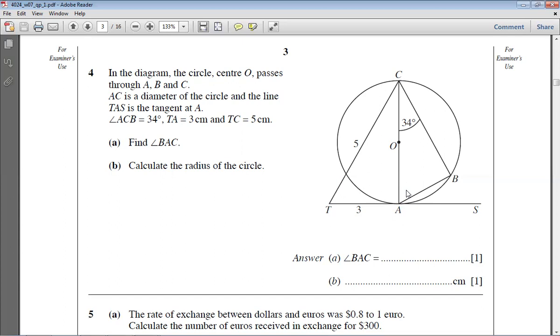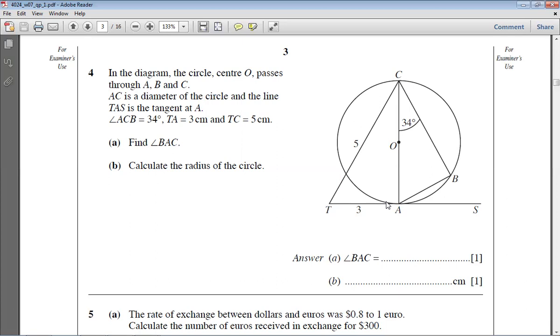Then their question is calculate the radius of the circle. Look at this triangle ATC. I know this is the tangent and this portion is 3. I know the tangent and the radius make a 90-degree angle here. So it's a right angle triangle. ATC is a right angle triangle because this angle here is 90. Why is this 90? Because the tangent makes a 90-degree angle with the radius at the point of tangency.